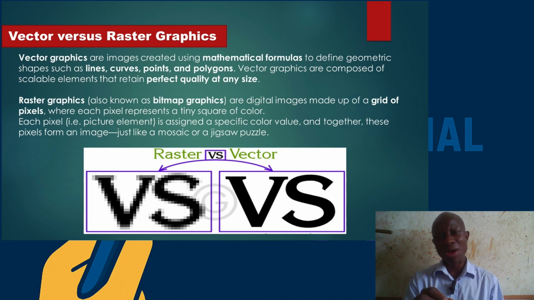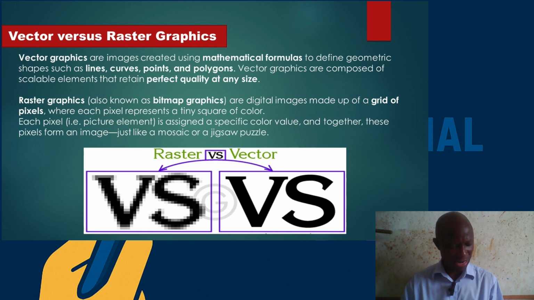Each time you try to enlarge a raster graphic, it becomes affected. It becomes blurred, becomes pixelated somehow. It loses its clarity, its quality as you're expanding. But as for vector, look at the one at the right. If you expand it to infinity, it maintains the sharpness, the quality. That is the difference between vector and raster.